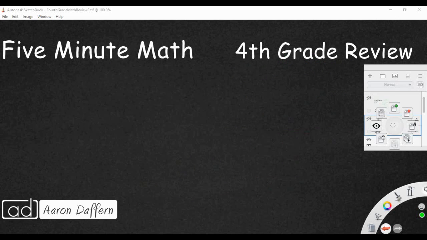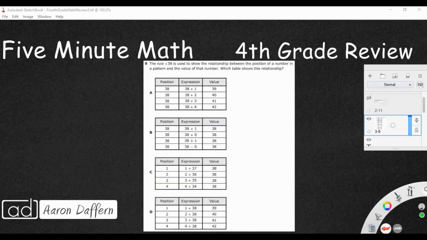This is an input-output table. So we have a rule. Input-output tables have rules. The rule of plus 38 is used to show the relationship between the position of a number in a pattern and the value of that number. So we're looking basically for which table has a rule of plus 38.